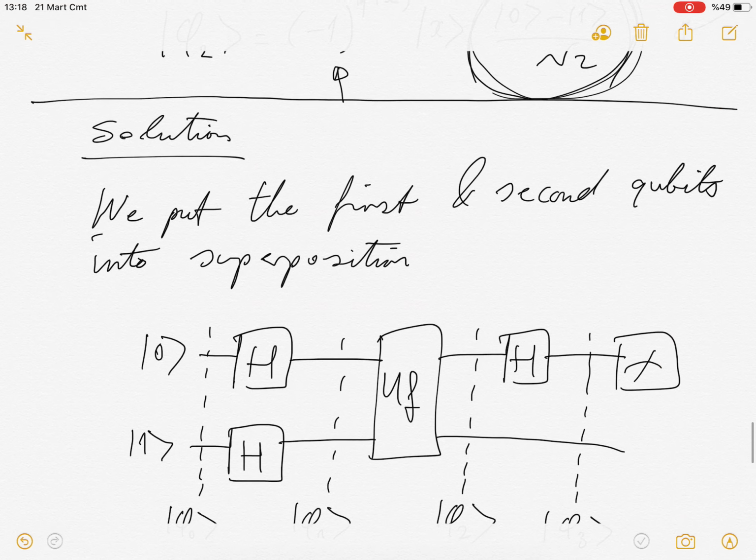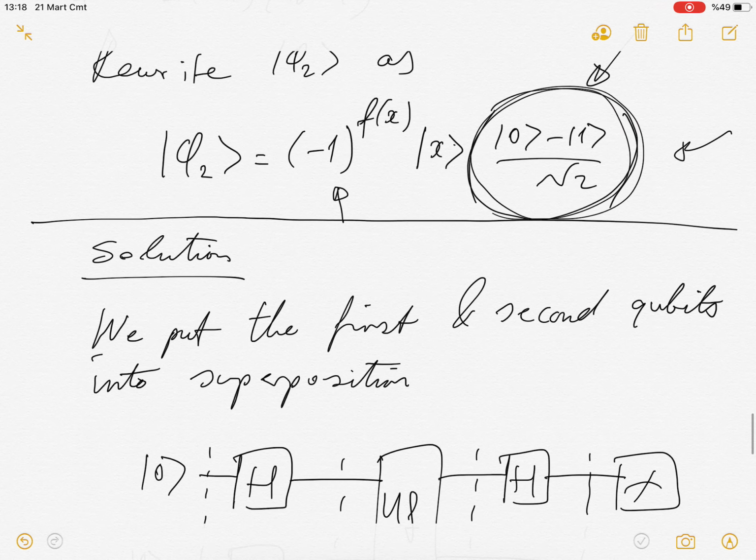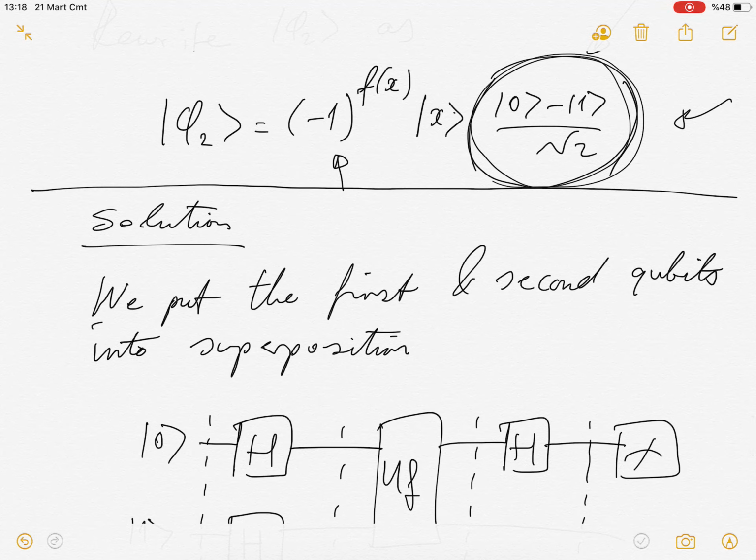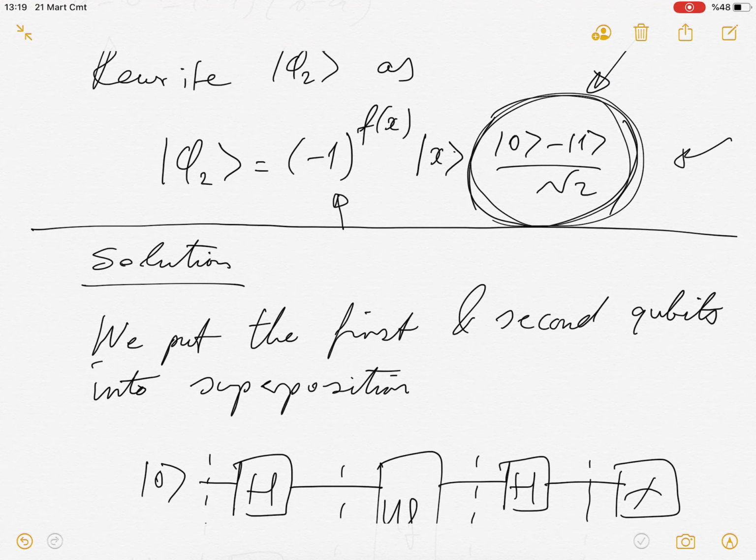Now, we saw earlier, I just said a minute ago, that when the second input of UF is the negative phase superposition state, then the output will be simply minus 1 to the f of x times the input. We have this phase.